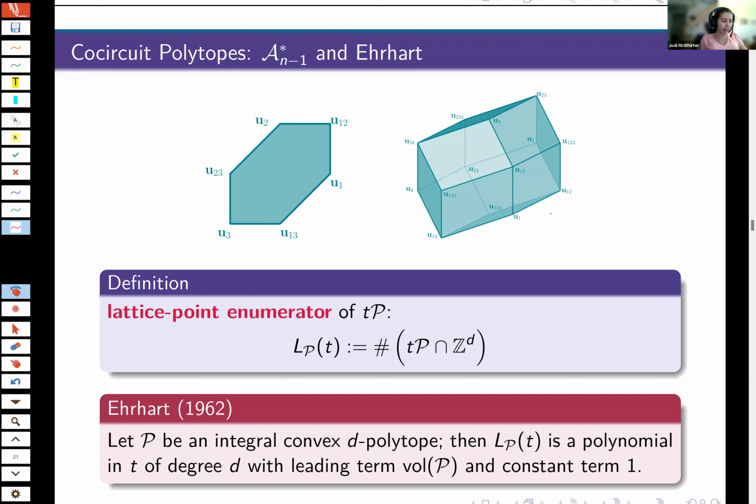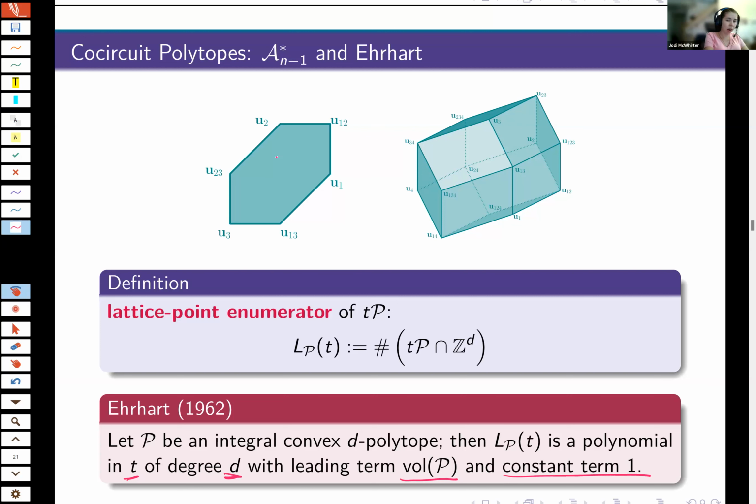Well, Ehrhart in 1962 said that if you start out with a nice polytope, which nice here means each of its vertices has integral coordinates, it's convex, and it's d-dimensional, then this lattice point enumerator turned out to be a polynomial, which is really nice, in t, my dilation factor, of degree d, the dimension of the polytope. The leading term of this polynomial is going to be the volume of the polytope, or what you think of as the continuous volume of the polytope. And the constant term will be 1.